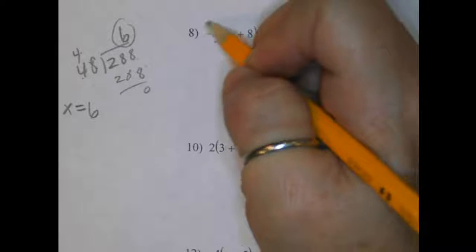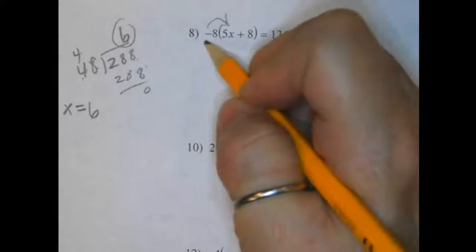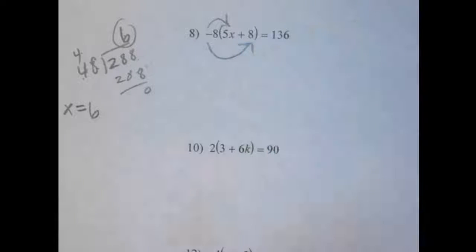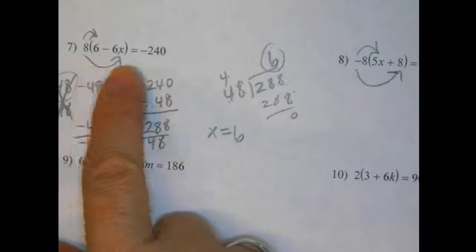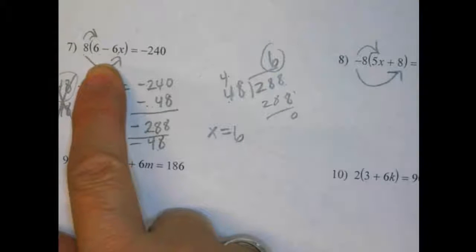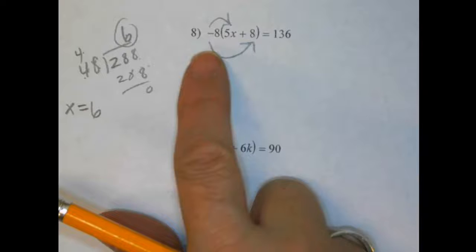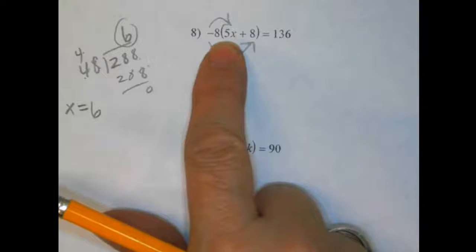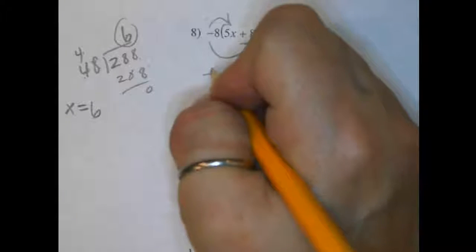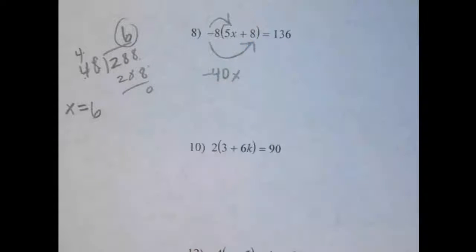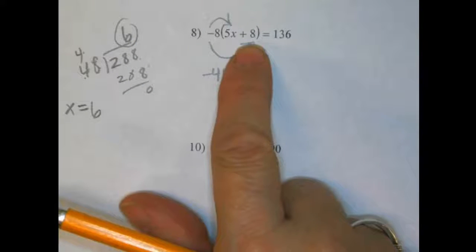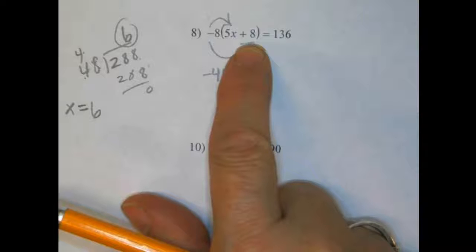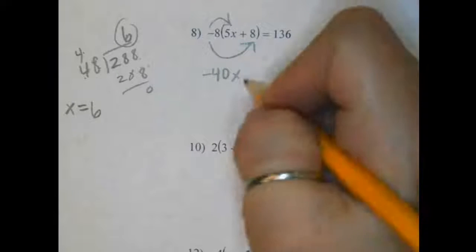So I have a negative 8 times a 5x and a negative 8 times a positive 8. Okay? So remember this one, the number 7, they were opposite, but the position doesn't matter. You still need to multiply by each term inside the parentheses. So a negative 8 times a positive 5 is going to give me what? Negative 40x. Negative 40, and my x tags along. A negative 8 times a positive 8 is going to give me what? Negative 64.